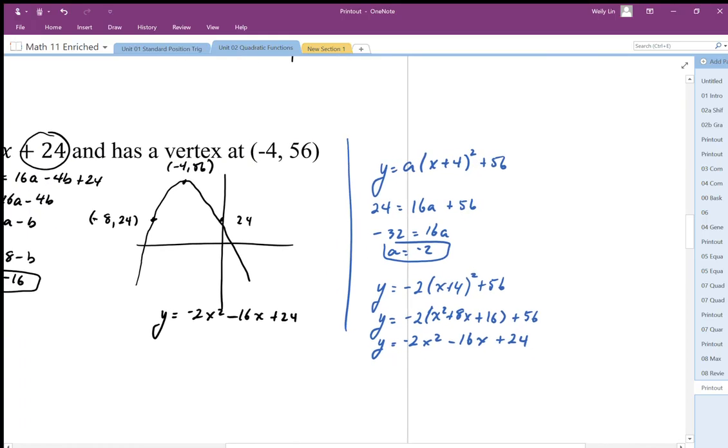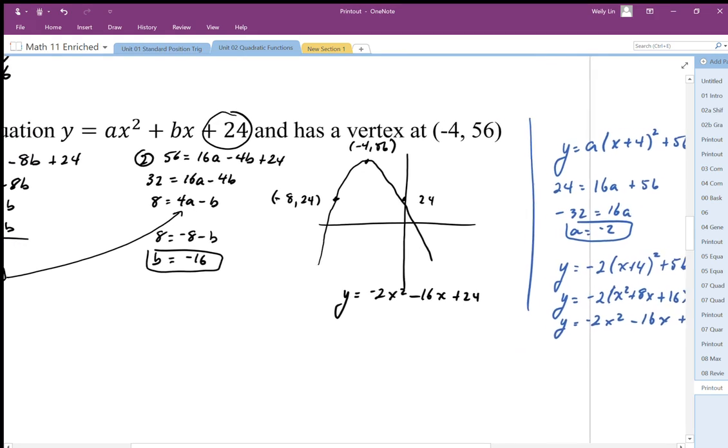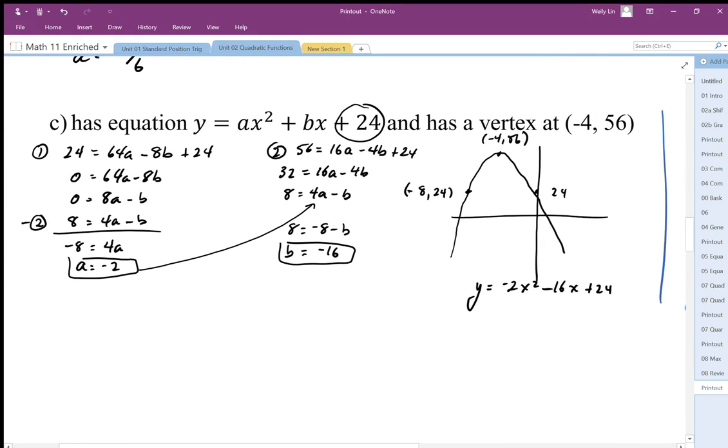Okay, so there's two ways to do it. If you use the vertex form and convert it into the general form, you only have one variable to solve for. So that's kind of a nice solution to this. Otherwise, you have to set up a system of equations, and to do that, you need to have another point. So I have to use the symmetry of this graph to be able to generate the second coordinate, this one here, so I can have two equations, two unknowns to solve for a and b.